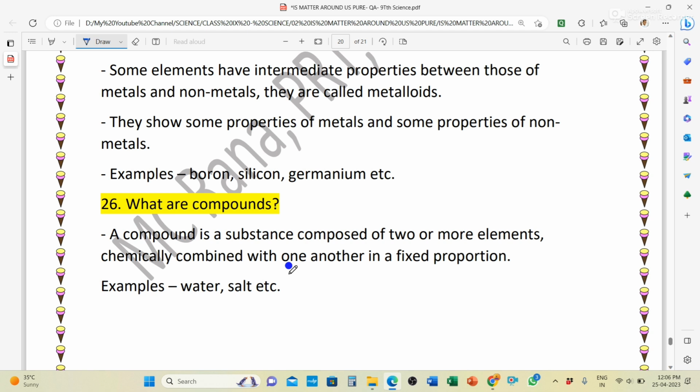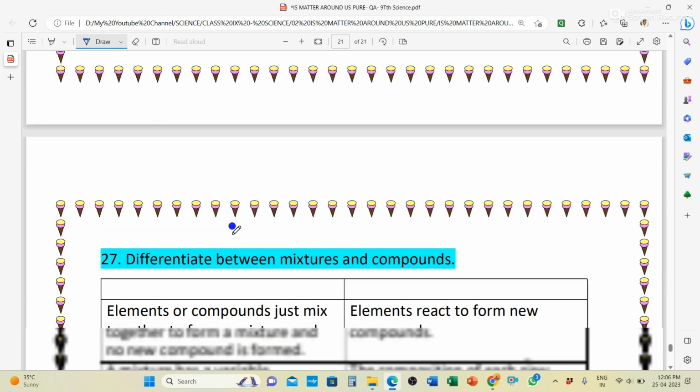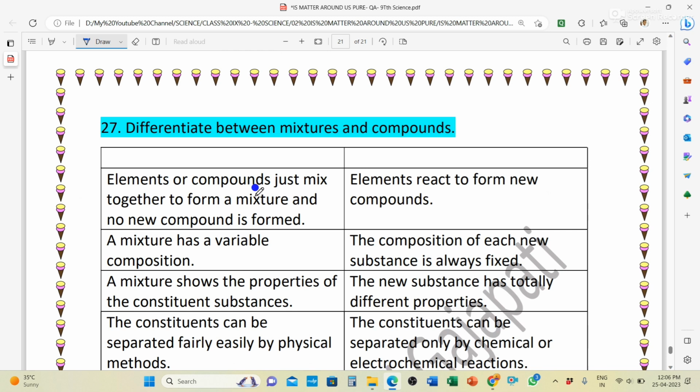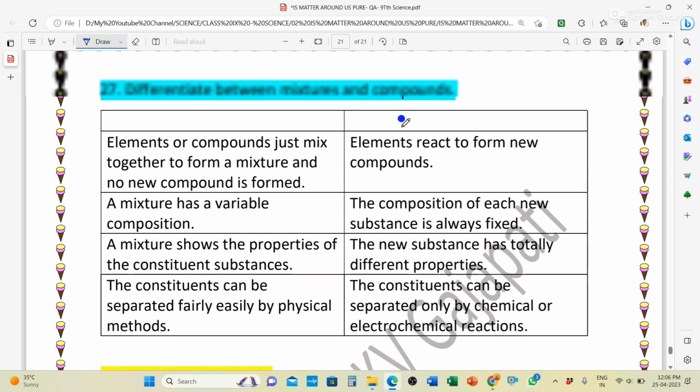So a compound does not show the properties of all the components, but a mixture shows the properties of all the components. And compounds have fixed proportion, but mixtures have variable composition. Examples of compounds are water and salt. Now differentiate between mixtures and compounds. Elements or compounds just mix together to form a mixture and no new compound is formed. Elements react to form new compounds.